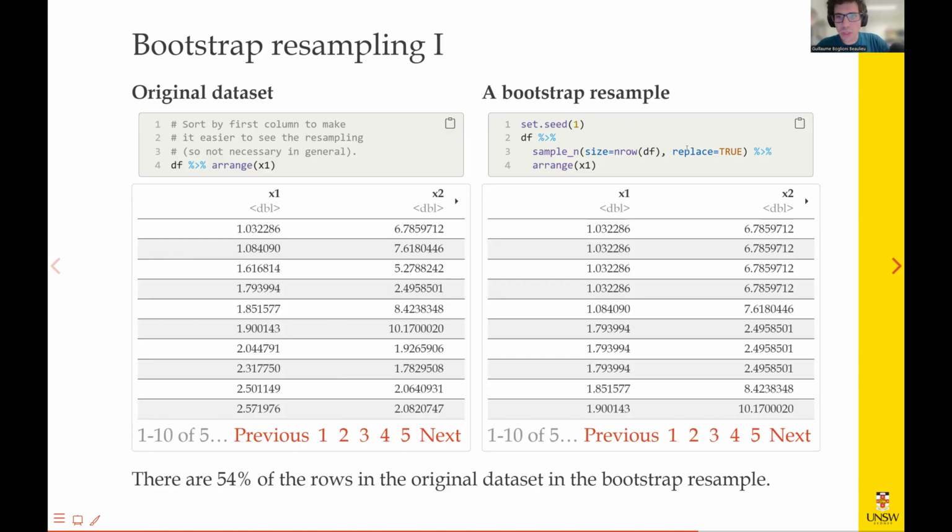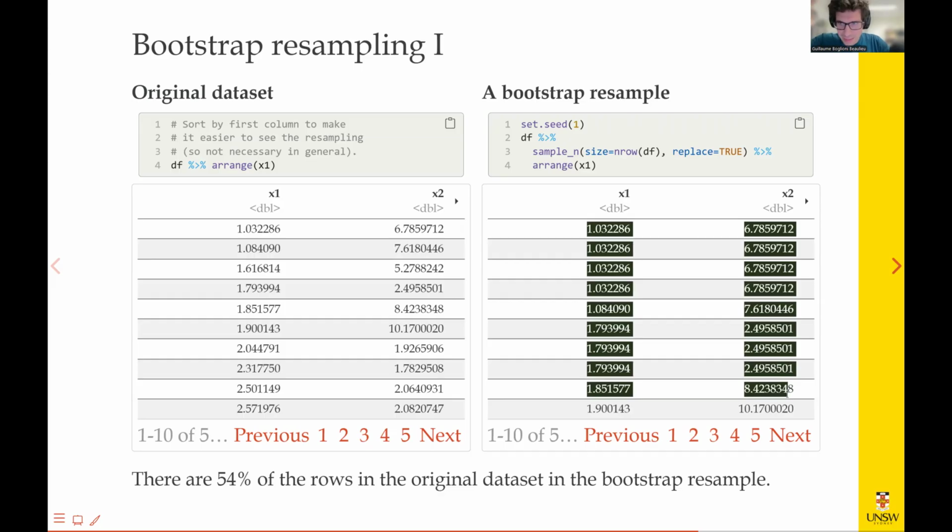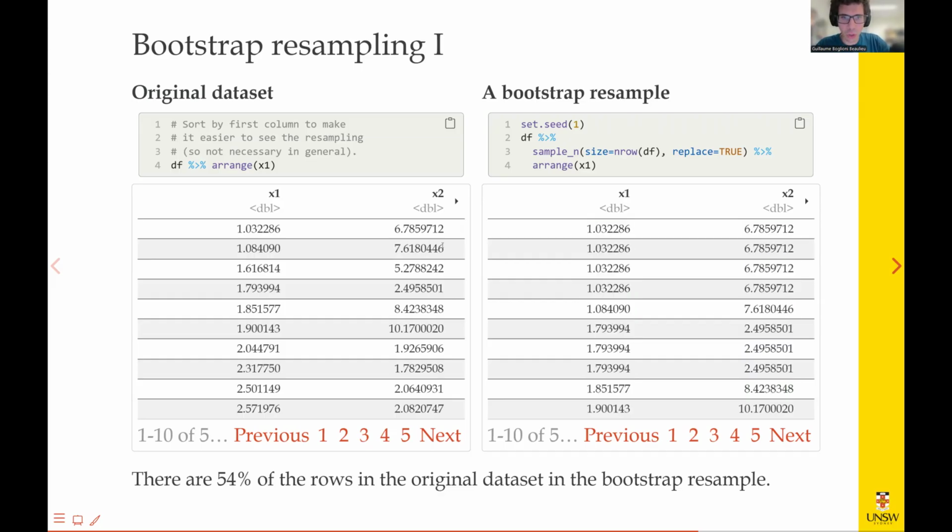And then what we do is we just use the option replace equals true, because in this sample n function, if replace is not true, you're just going to pick exactly the same 50 observations. That's not useful because the two samples will be totally identical. But if you have replace equals true, it simply means that one observation can be picked many times. So you see, for example, and again here to help us visualize, we arrange by x1. So this bootstrap sample is in ascending order of its x1 variable.